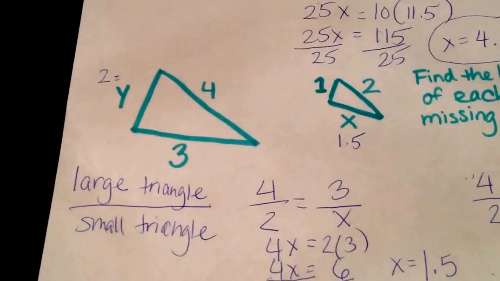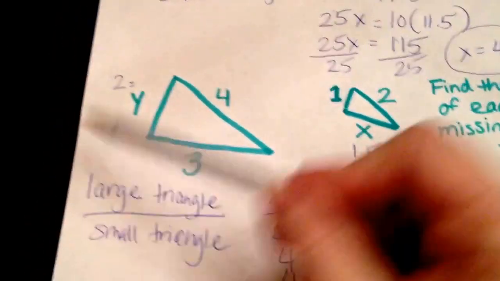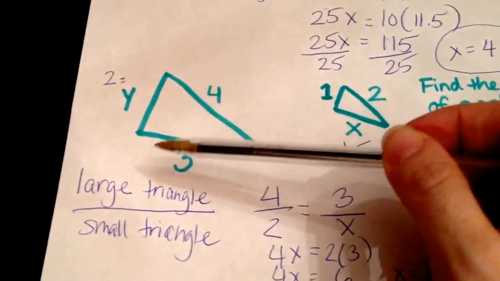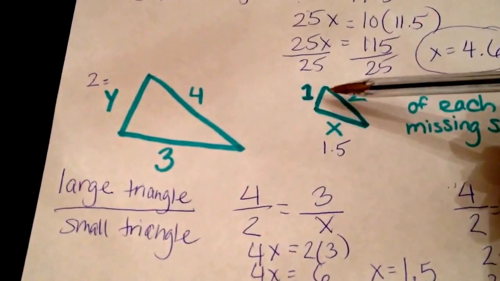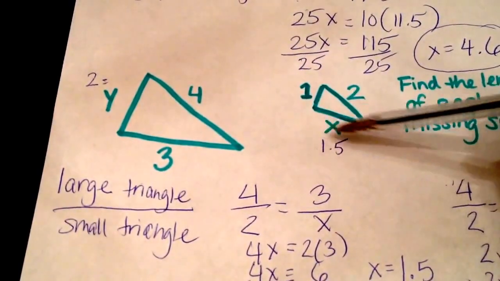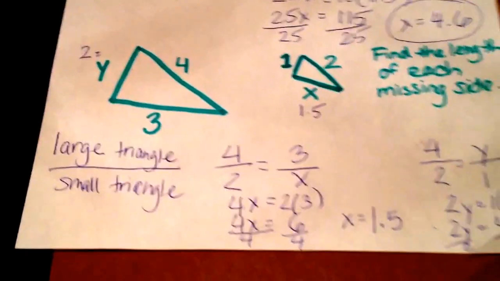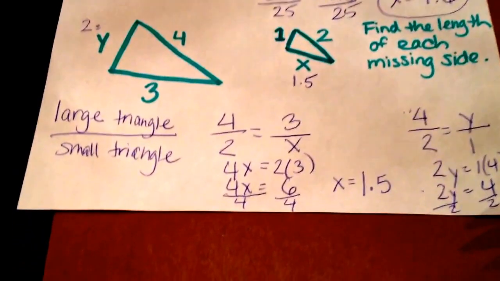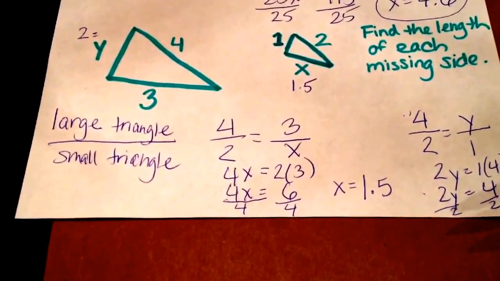So I now have a triangle that has measurements of 2, 3, and 4, and this has 1, 1.5, and 2. And so that is how I find a missing side of a similar figure.